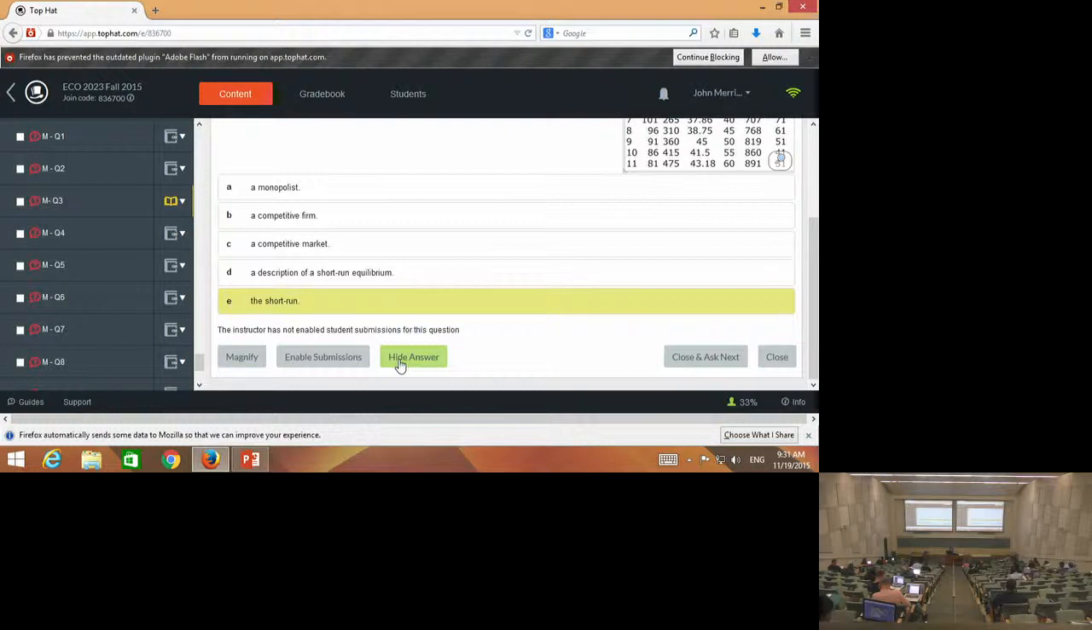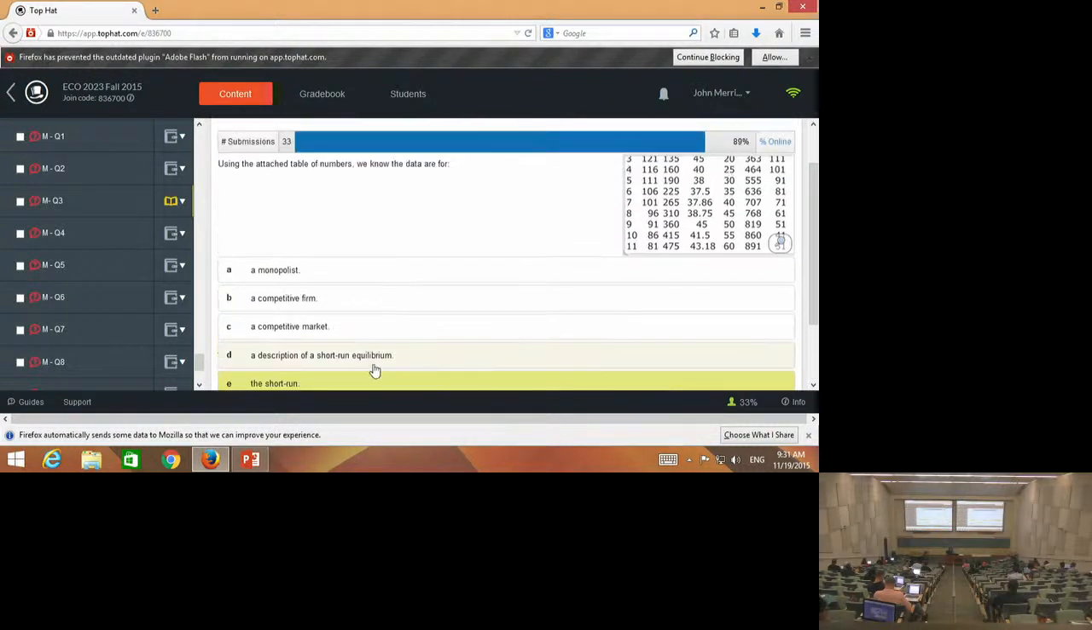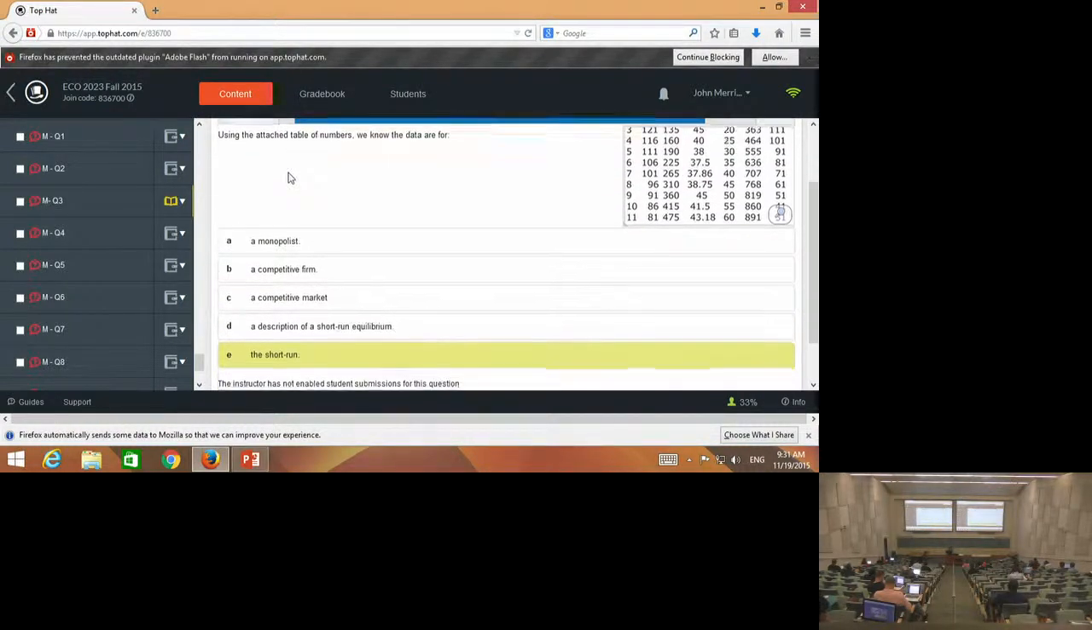The table doesn't describe an equilibrium. Now, you can use the table to find the equilibrium. Maybe that's what you thought I meant. Okay, in fact, we will do that here in a moment. Let's see how we did.